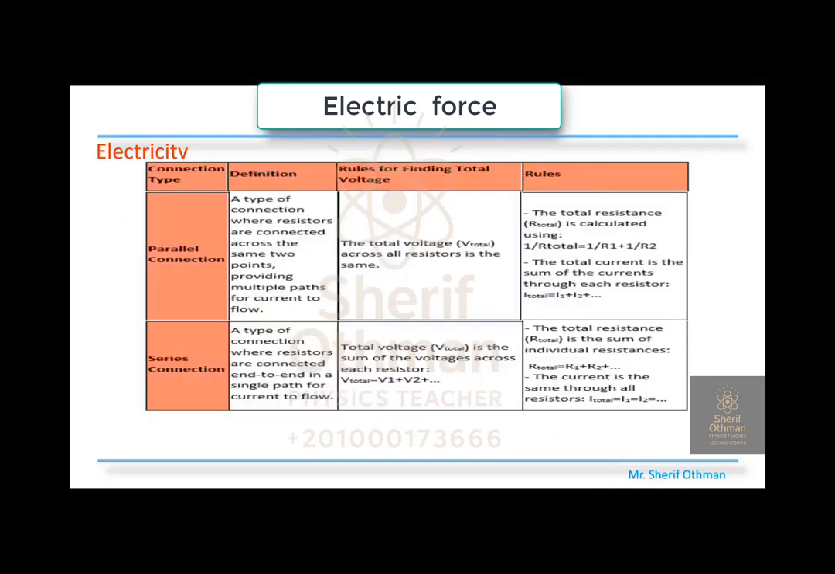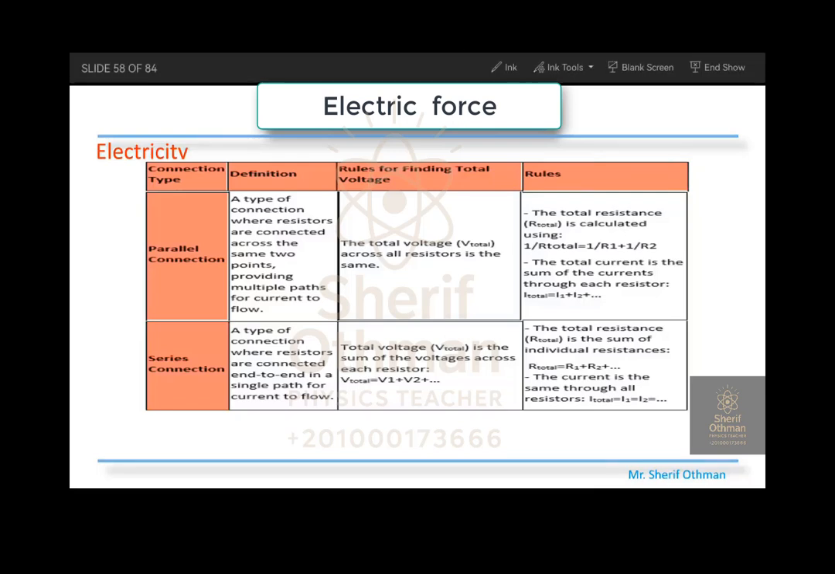Here is the connection of resistors. As we said, guys, notice that 1 over R total is equal to 1 over R1 plus 1 over R2 and so on. So the total resistance found in parallel connection is less than the lowest one of them.